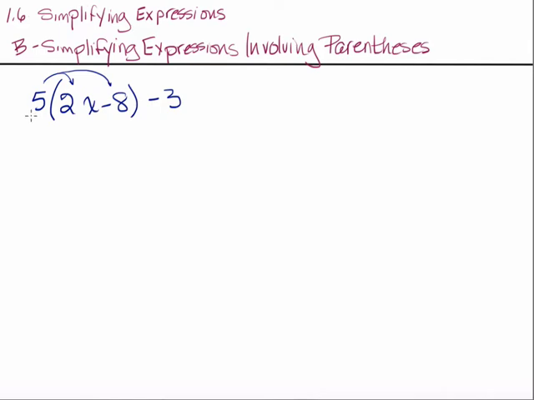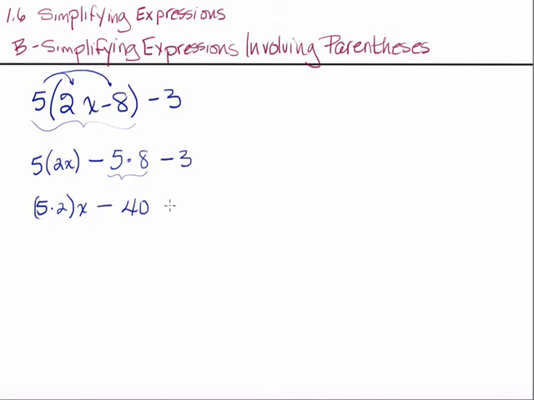Let's do that distribution. 5 times 2x is 5 times 2x, minus 5 times 8. That's this piece, but I still have minus 3. Using the associative property of multiplication, I can rewrite this as 5 times 2 times x. Straight multiplication lets me simplify this to 10x. And in any case, I need to do this multiplication before I do any subtraction. And finally, minus 3.